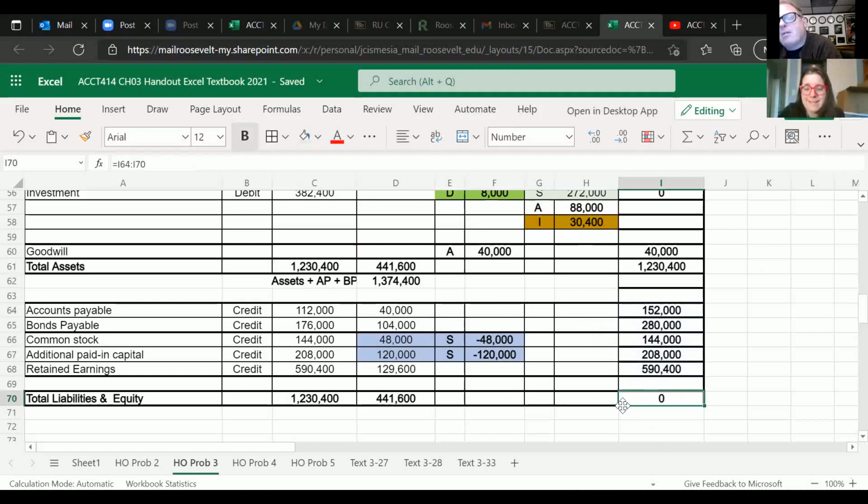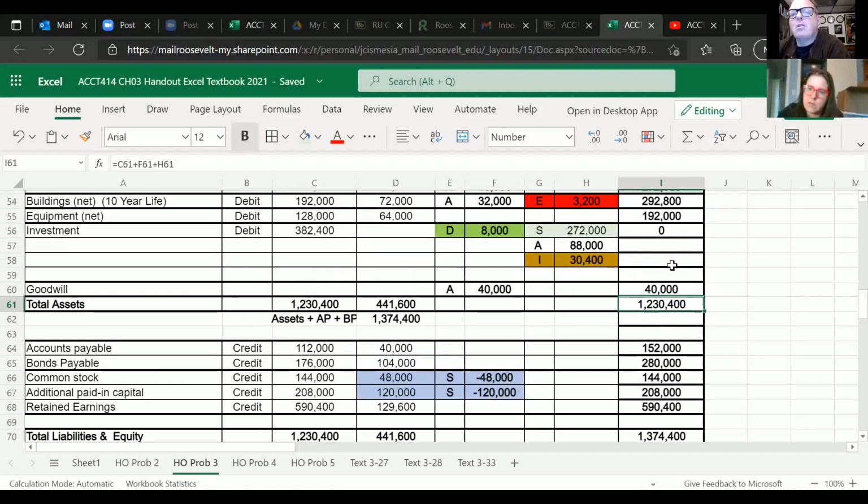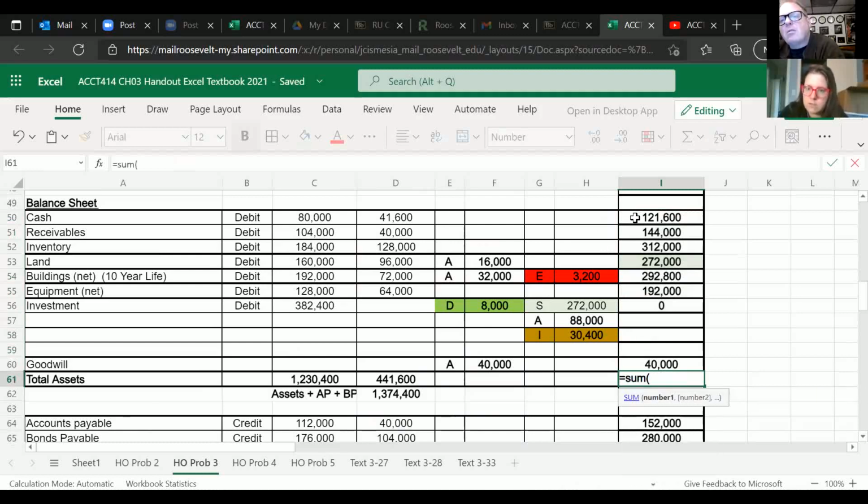No, I did that formula wrong. Hold on. Okay, so that's correct, which is good because that matches the assets plus the accounts payable plus the bonds payable. And then up here, I don't match, but I should. Was that because I was supposed to do? You're supposed to add all those up, yeah. Okay, yeah, I did. I just carried. Okay, there we go.